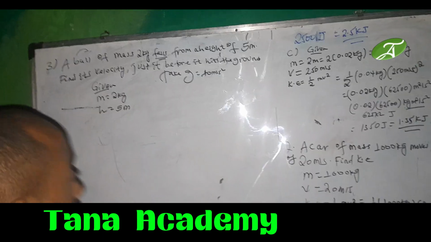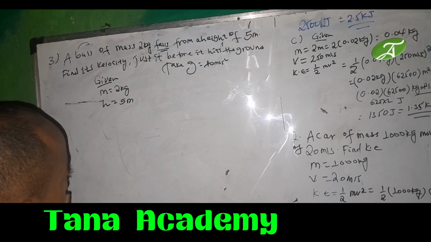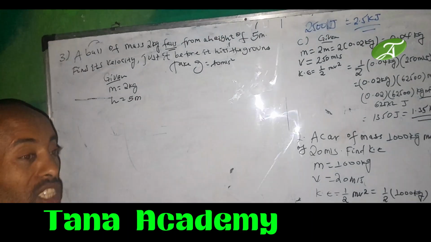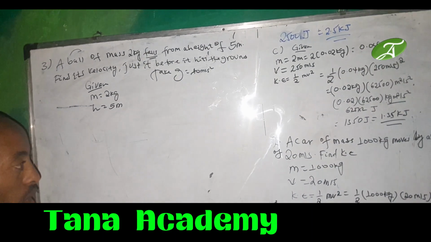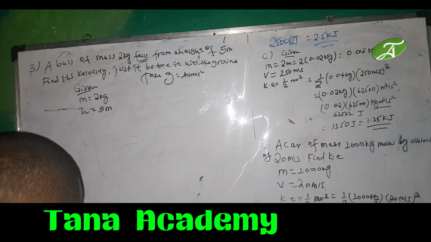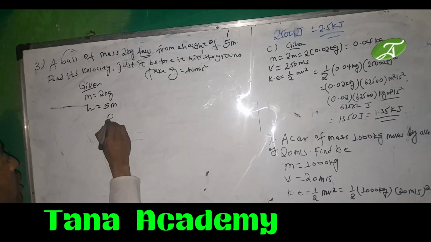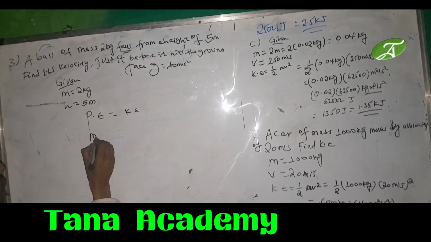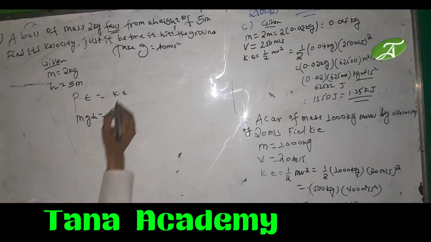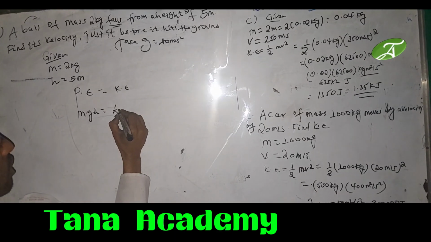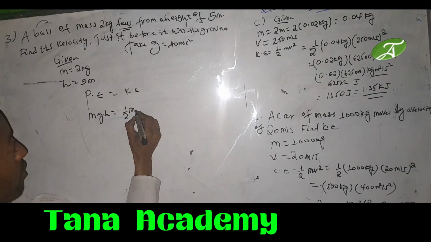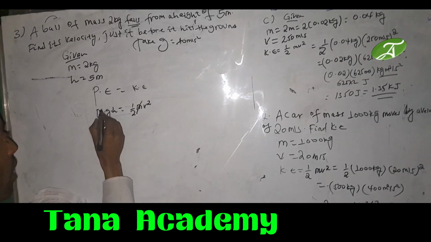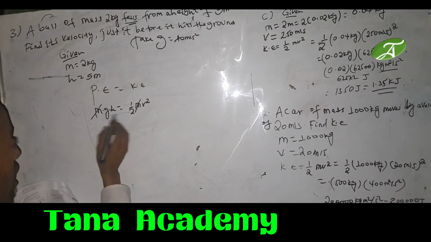The potential energy becomes zero. The maximum potential energy at the top will be converted into kinetic energy, and we have to equate the formulas. Potential energy is equal to kinetic energy. Potential energy is mass times gravity times height, and kinetic energy is half of mass times speed squared. We can cancel out m by m, and it becomes 1.